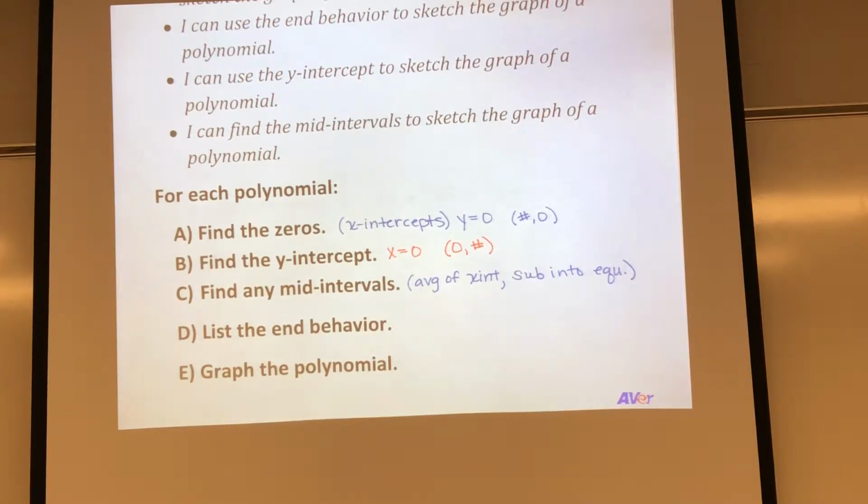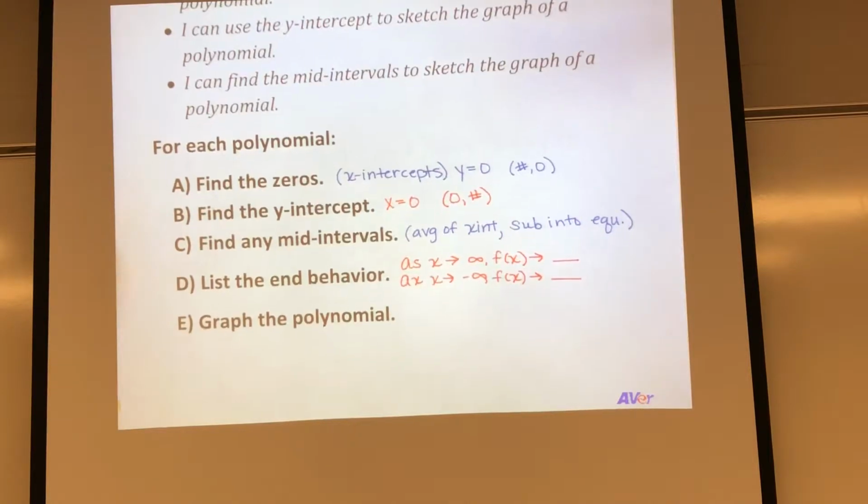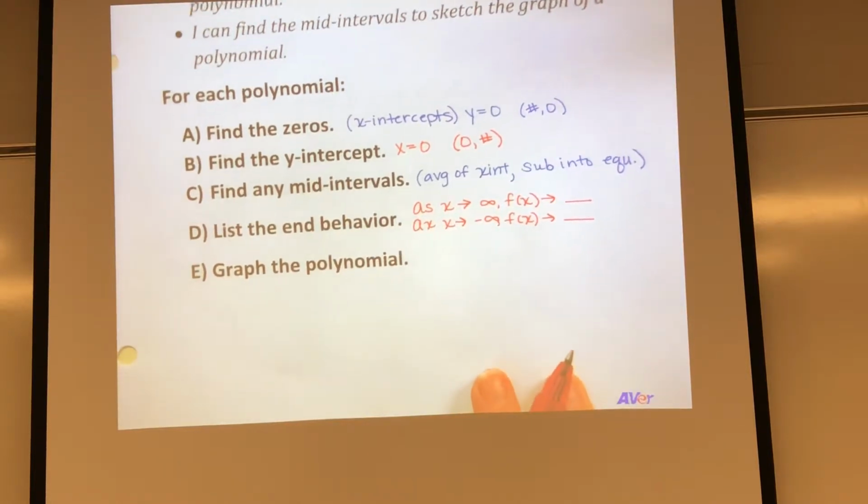D is list the end behavior. End behavior is always in the format as X approaches infinity, f of X approaches, and then you'll fill in the blank. And then you have a second line as X approaches negative infinity, f of X approaches blank. So when it asks for end behavior, you're looking for those two statements, the complete statement each time with these blanks filled in. And then we're going to graph the polynomial.